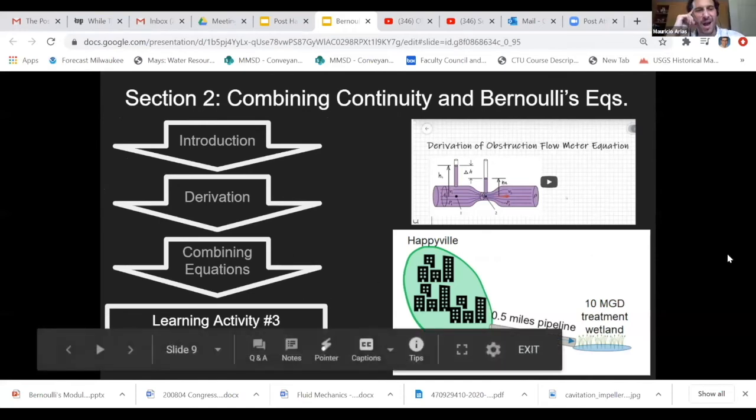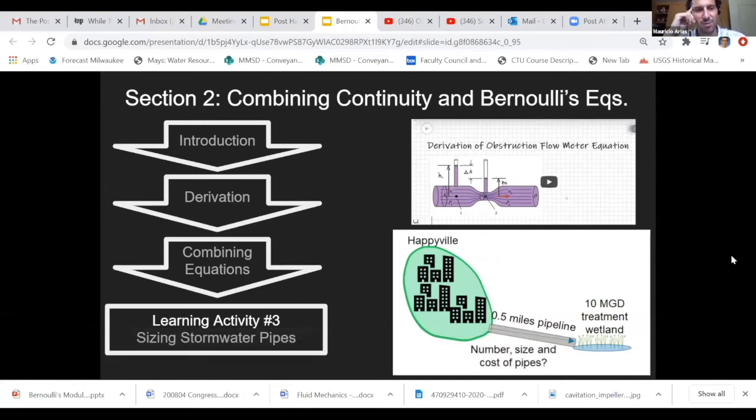All right. And then finally, at the end of this section, we have a learning activity that focuses primarily on the continuity equation. We're exposing students here to sizing pipes. And the context of this problem is a fictional town called Happyville, where there's a stormwater runoff being collected and sent to the stormwater treatment wetlands. We give the students a maximum design flow for the treatment wetland of 10 million gallons per day. Then we give them the length of the pipeline, which is half a mile.